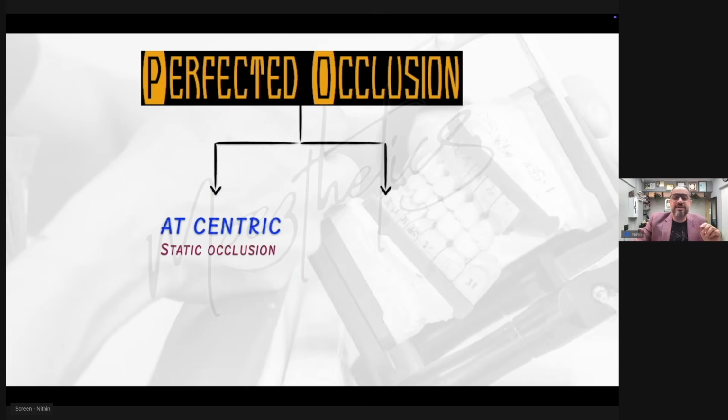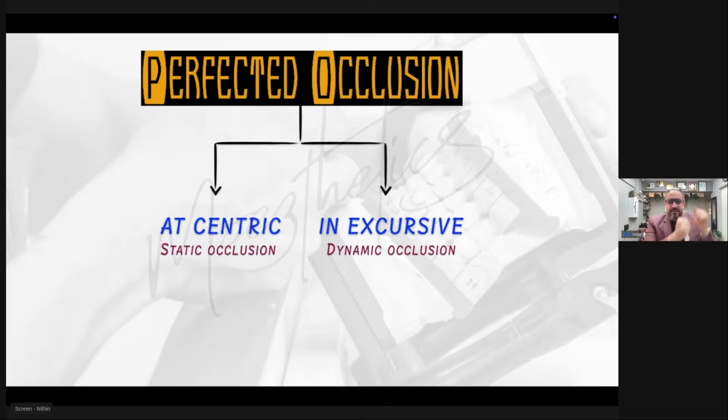Occlusion has two dimensions, two aspects to it. One is occlusion in static, and second is occlusion in excursion, which is dynamic. Please pen these two points down, and then I will go ahead: occlusion at static and occlusion in dynamic. I will first talk static, then we will discuss dynamic.